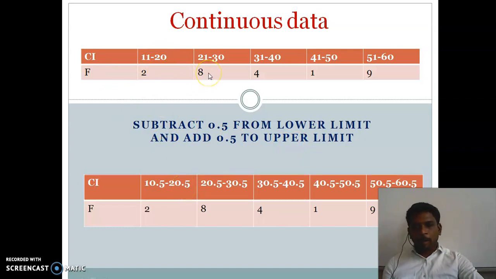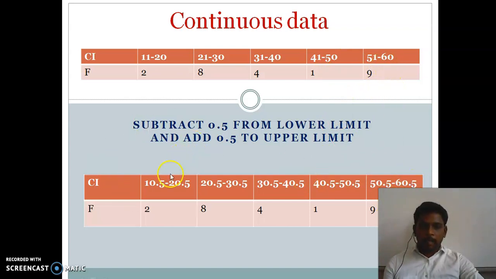Similarly do for all the class intervals. Subtract 0.5 from the lower limit, it becomes 20.5, and add 0.5 to the upper limit, it becomes 30.5. Similarly here also, this one becomes 30.5, 40.5. Similarly 41 becomes 40.5 and 50 becomes 50.5. Similarly 51 becomes 50.5 and 60 becomes 60.5.